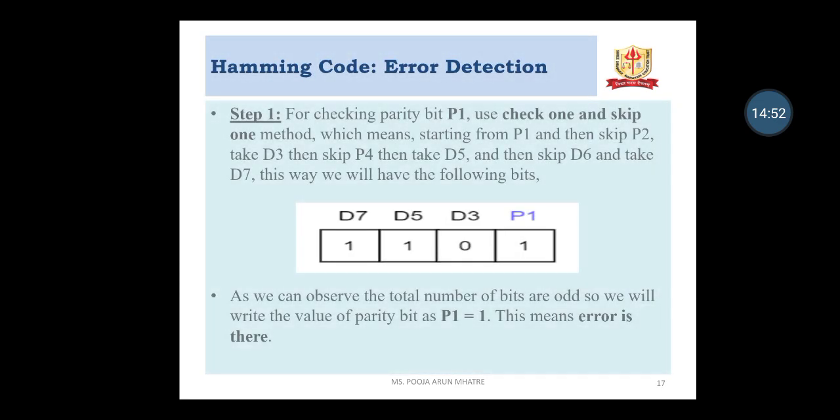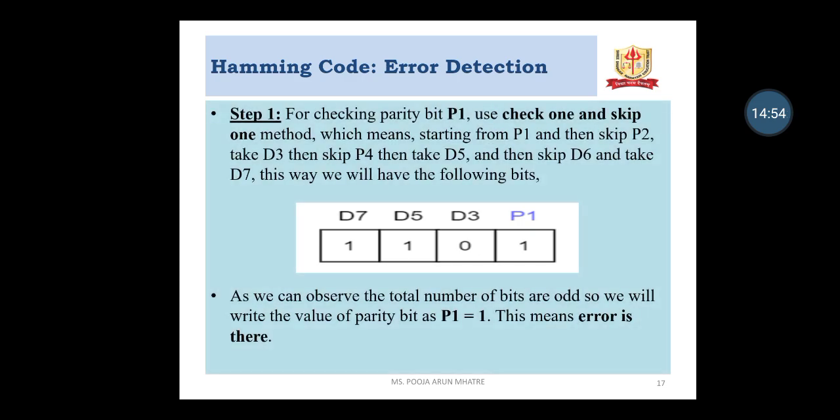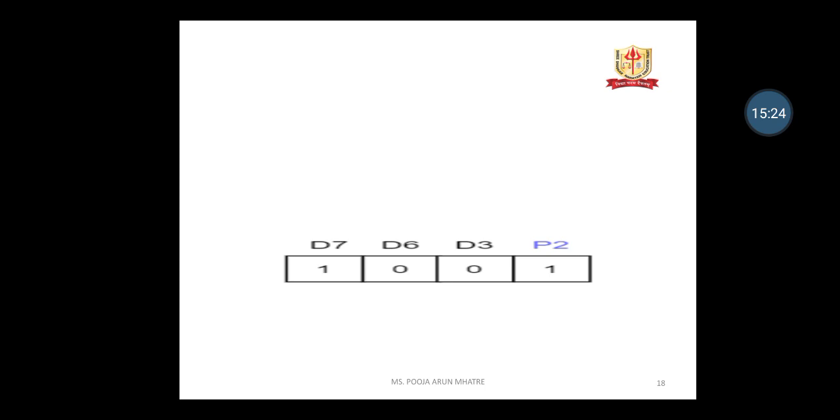So first we need to detect whether there are any errors in the received Hamming code. Step 1, for checking the parity bit P1, we use the check 1 and skip 1 method, which means starting from P1, then skip P2, then take D3, then skip P4, then take D5, then skip D6 and then take D7. This way we will have the following bits: P1, D3, D5 and D7. As we can observe, the total number of ones is odd, so we will write the value of parity bit P1 equals 1. This means there is an error.